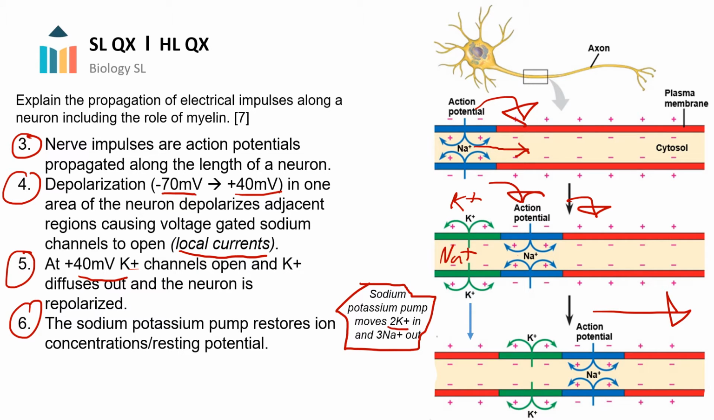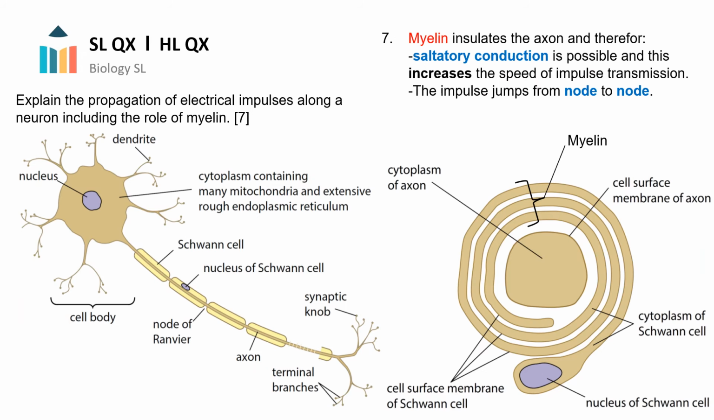It pumps 2 potassiums in. So these potassiums are going to get pumped back in, and it pumps 3 sodiums out at the same time, which restores the resting potential. And that's, again, why we can't have the action potential go backwards. In green, we call this situation when the ion concentrations are reversed the absolute refractory period.